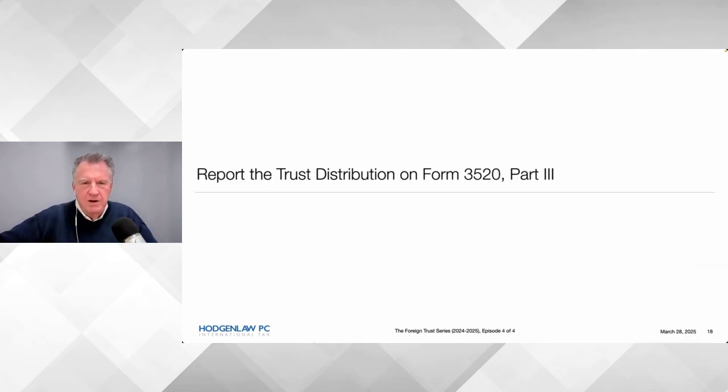Right. There we go. So far we're at the place where we have identified that a distribution exists and we've figured out what the dollar value is of that distribution. Now let's start to bounce around in the forms, and we're going to take that information that we have, we're going to stick it onto Form 3520.